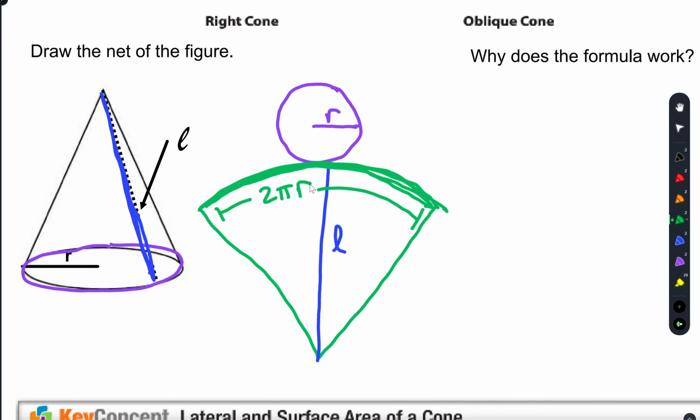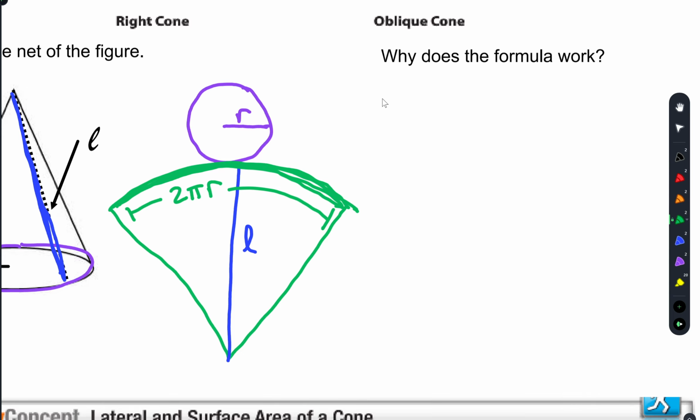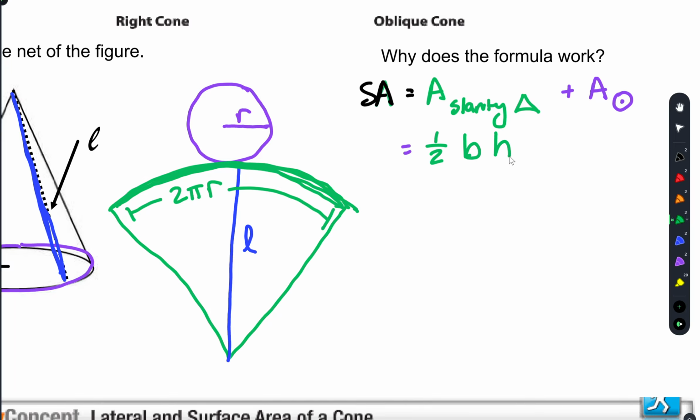Okay, good so far? So the surface area of this net is going to be in 2 parts. The surface area of this net is the area of that slanty, curvy looking triangle, plus the area of its base, which is a circle. We're going to have to use a little bit of imagination for that slanty triangle. We're going to imagine it's just a triangle. The triangle formula for area is 1/2 base times height. And then the area of a circle formula is obviously pi r squared.